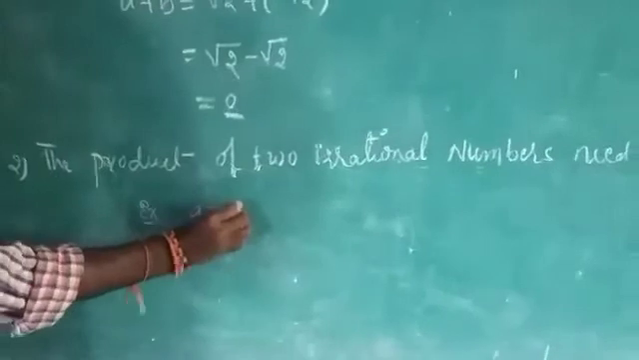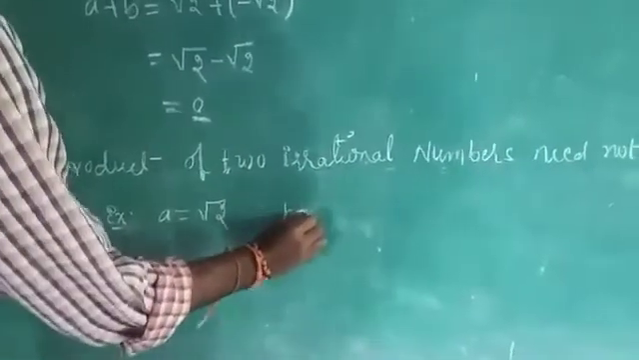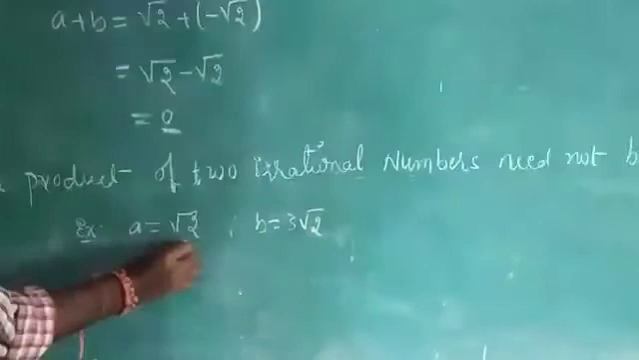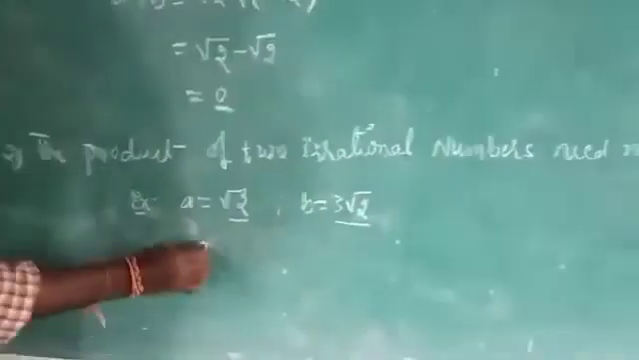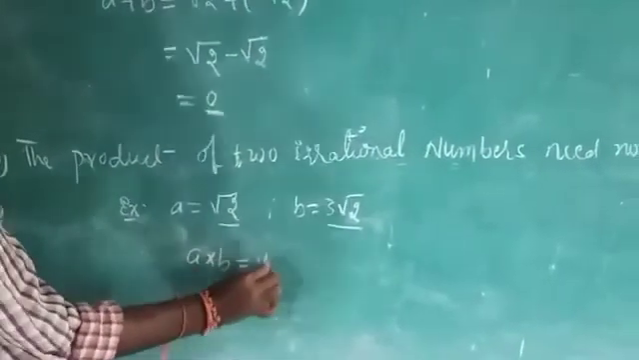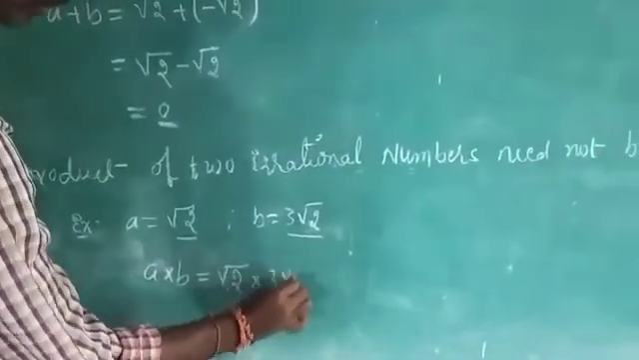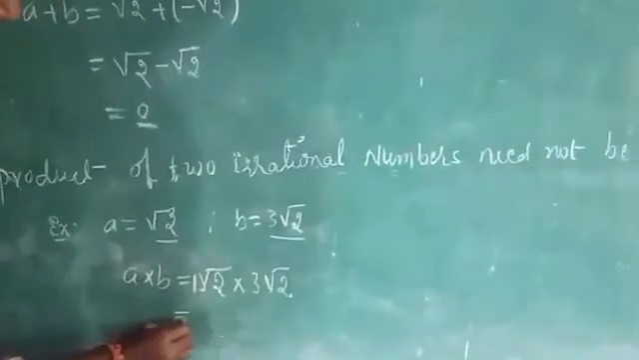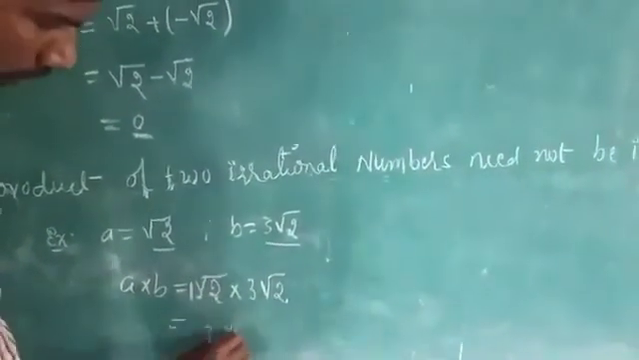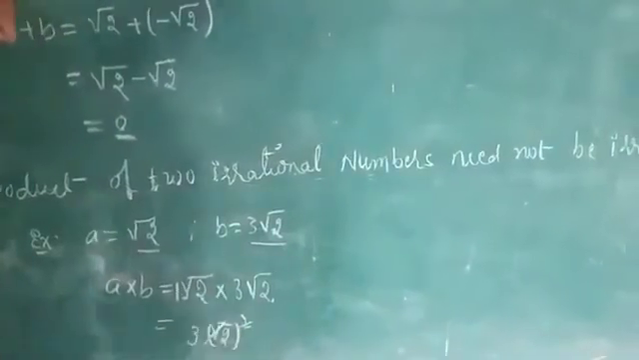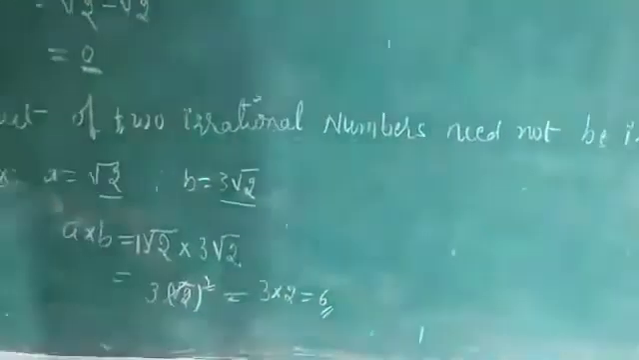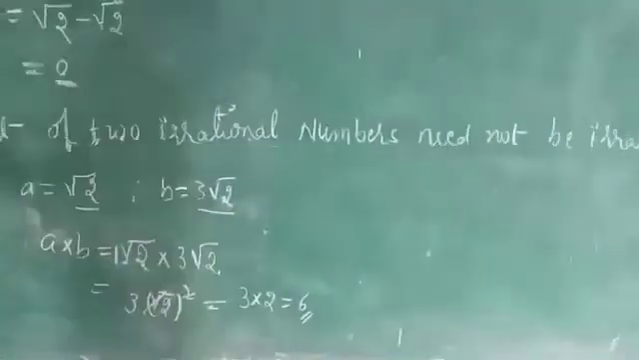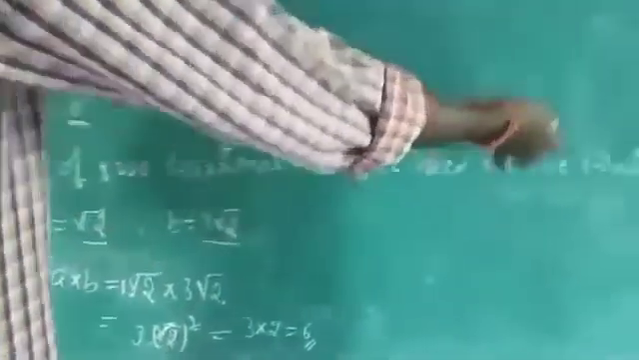Let A be root 2 and B be 3 root 2. Both are irrational numbers. Product means multiplication. A into B means root 2 into 3 root 2. 1 into 3 is 3. Root 2 into root 2 is root 2 whole square, the square root gets cancelled. Therefore 3 into 2, you will get 6. 6 is a rational number, not an irrational number. That's why the product of two irrational numbers need not be an irrational number.